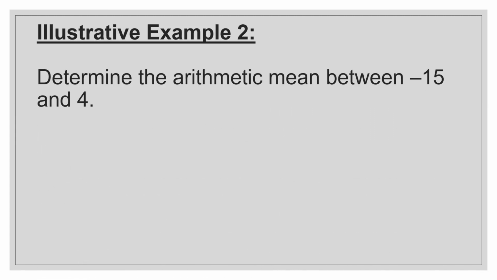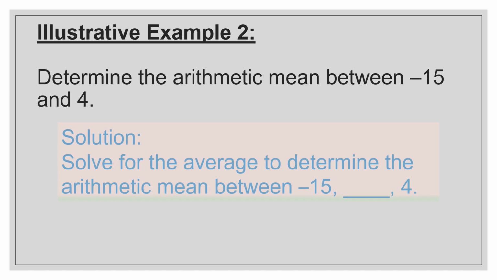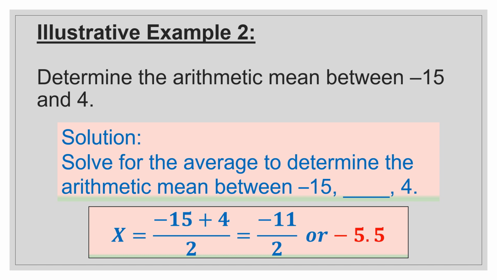Let's proceed to example number 2. Determine the arithmetic mean between negative 15 and 4. Solution: solve for the average to determine the arithmetic mean between negative 15 and 4. Again, we will do the average. The first term is negative 15 plus the last term, 4. So negative 15 plus 4 will be equal to negative 11. And then we will divide it by 2. The answer is negative 5.5. So the arithmetic mean between negative 15 and 4 is negative 5.5.